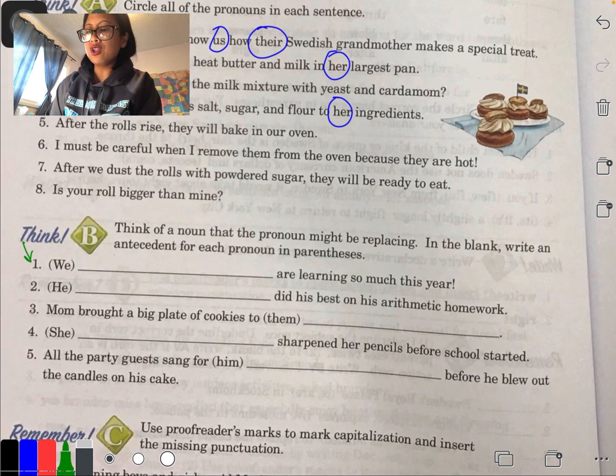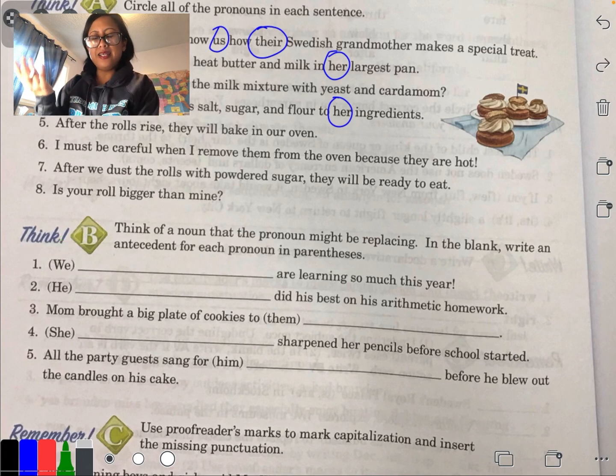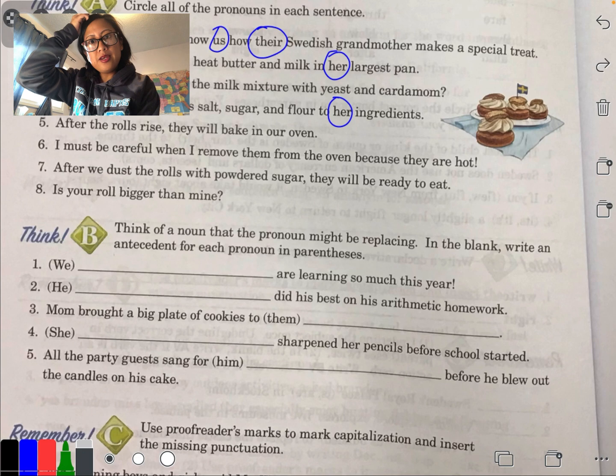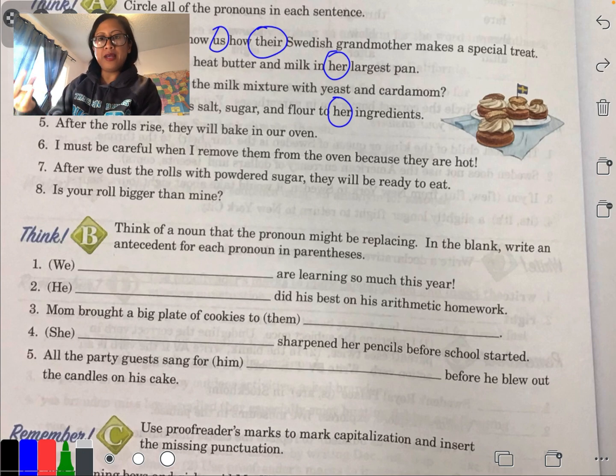Look at number 1. It says, we are learning so much this year. Who's we? I don't know who that's talking about. Well, we have to make up our own we. And that's what the antecedent is. It is the people, the nouns to which the pronouns are referring. So for we, you cannot say, like, Mason and Natalie are learning so much this year, because you have to include yourself.